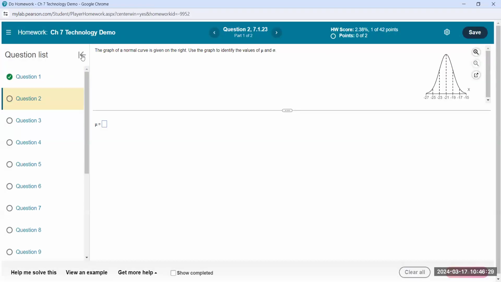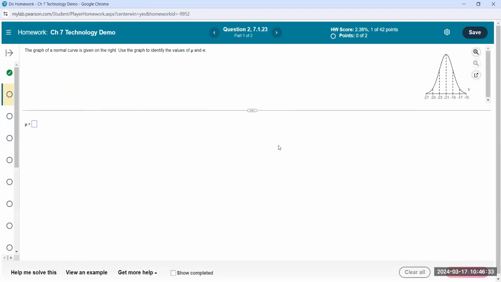I'm going to minimize this just to have more space. Okay, question 2. The normal curve is provided, and then you have to know what these symbols mean. You might have them like on that handout that's on Canvas, the symbolic notation here.